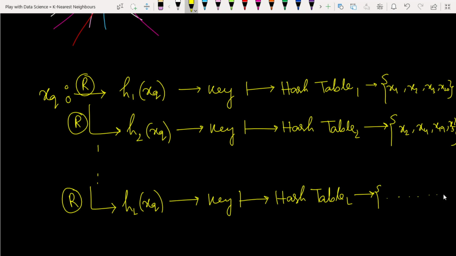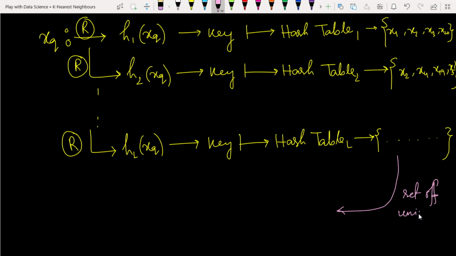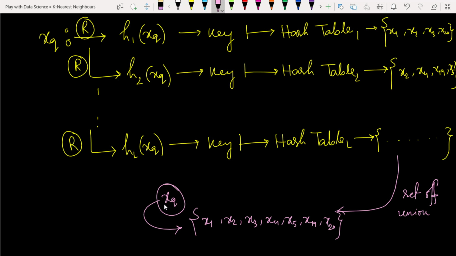Similarly we can get some values. After the end of the L calculations, we have to take the union of these values, the set of union of this value: x1, x2, x3, x4, x5, x19, x20. I am considering this to be the neighbor points of our query point at the end of this step.